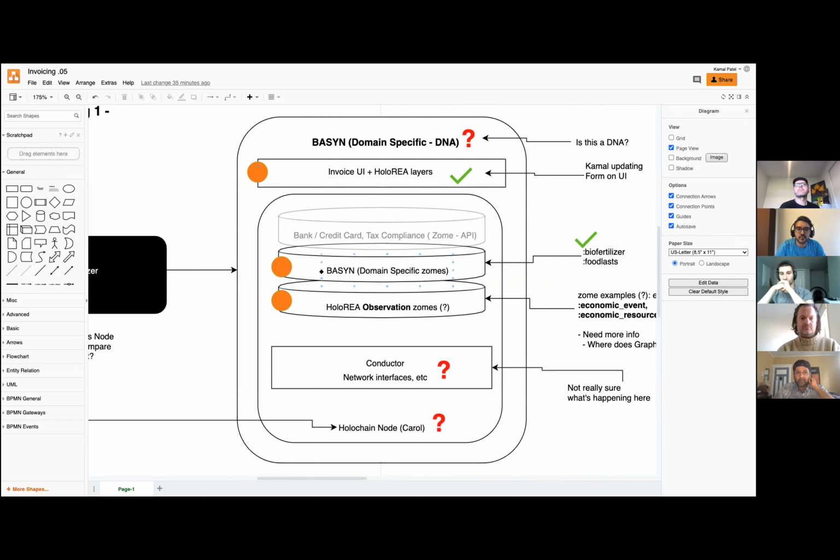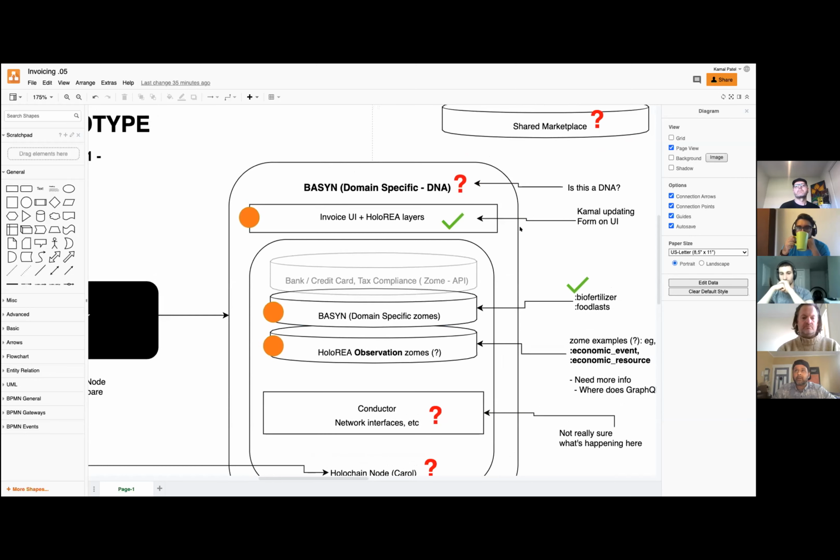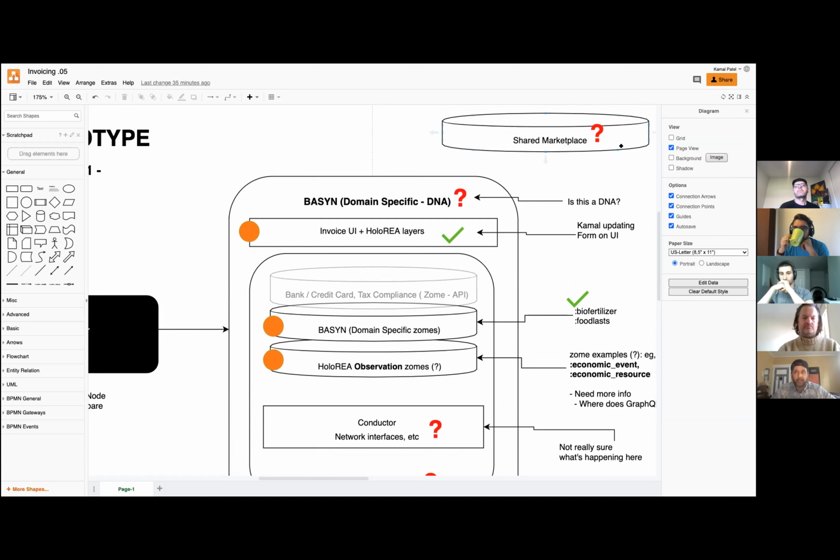This has Basyn domain-specific zones, so this is biofertilizer and food waste. That's the language that we're trying to bring to the REA world, or the conversation. That's what we think we're bringing to this, a more domain-specific language. But this shared marketplace, which we're still trying to figure out where it belongs, is what I worked on. I didn't know what it was, and once I started building, I was like, I think that's what I'm building, this shared marketplace.